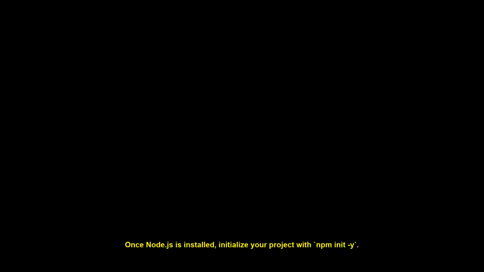Once Node.js is installed, initialize your project with npm init. This command creates a package.json file in your project directory. Now let's install ESLint by running npm install eslint --save-dev. After ESLint has been installed, set it up by executing npx eslint --init. Follow the prompts to configure ESLint according to your needs.